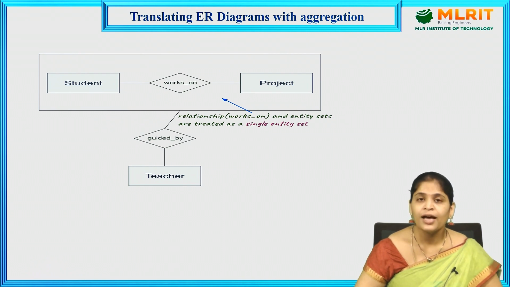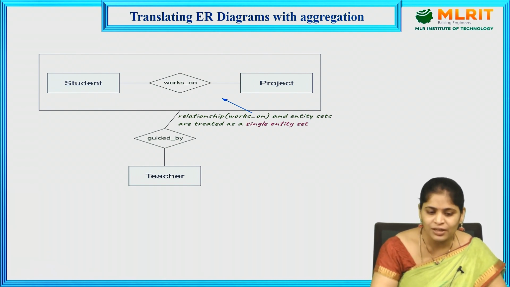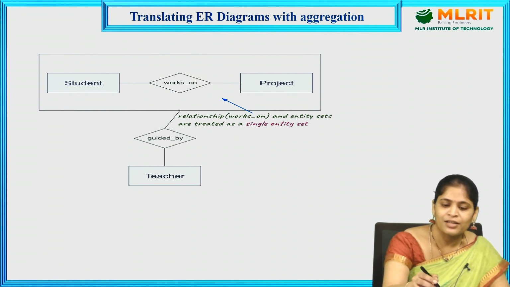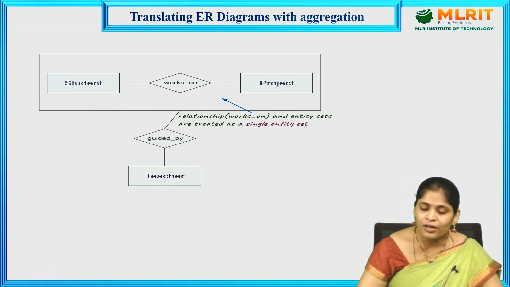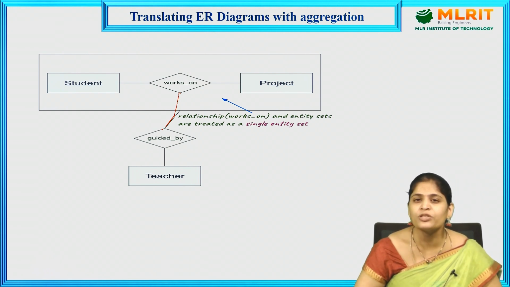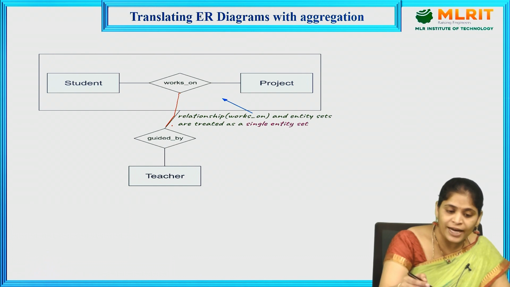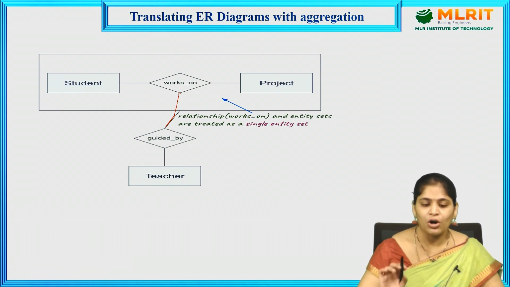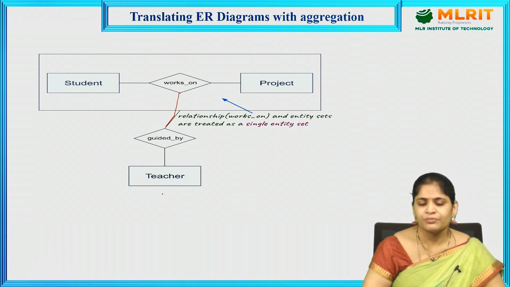And the last one is translating ER diagrams with aggregation. So what is aggregation? Aggregation is nothing but a set of entities can be combined together, or two relationships can be related with each other. That is only possible with aggregation. So what is the meaning of this one? Teacher guides a student who works on a project, or else a student works on a project guided by the teacher. This is what the aggregation is.